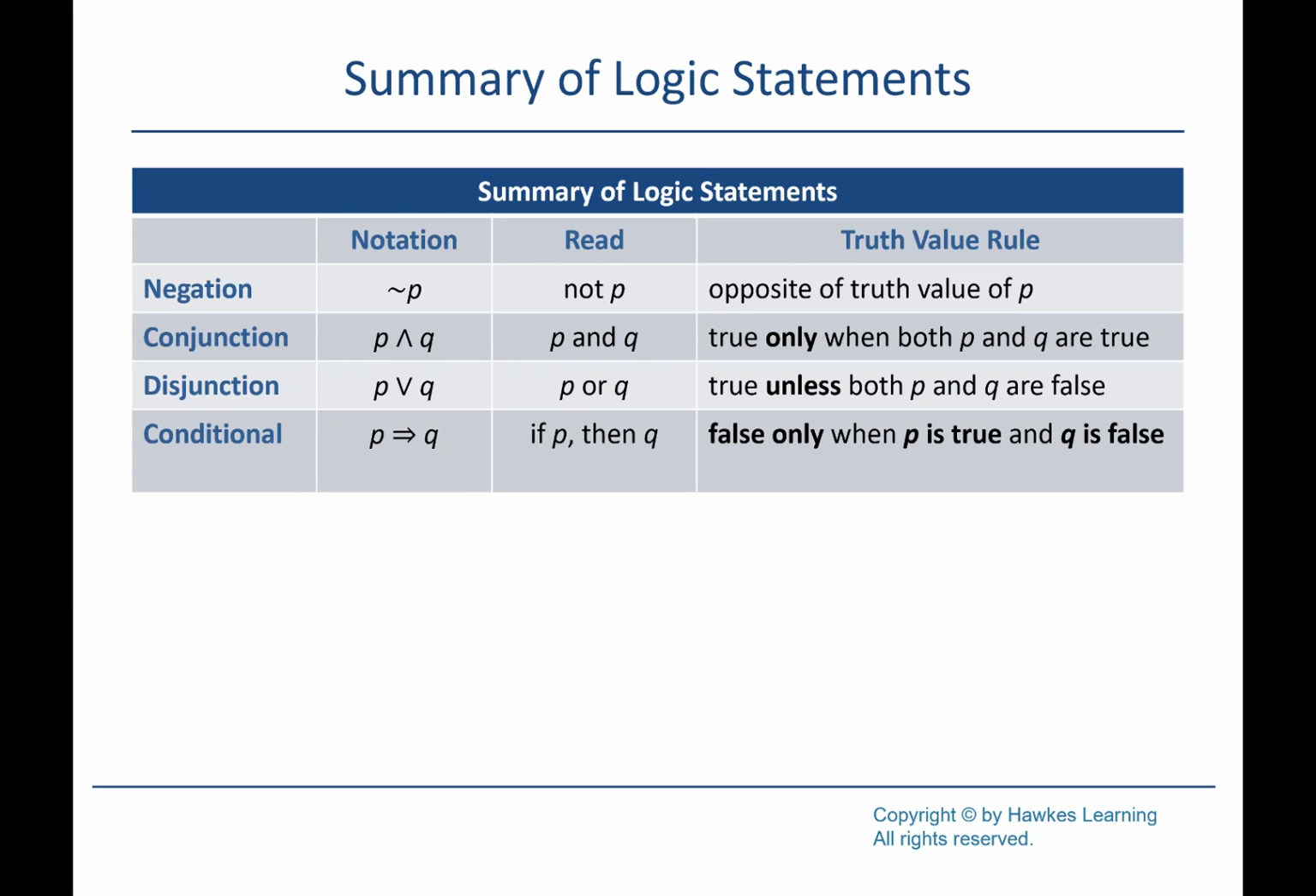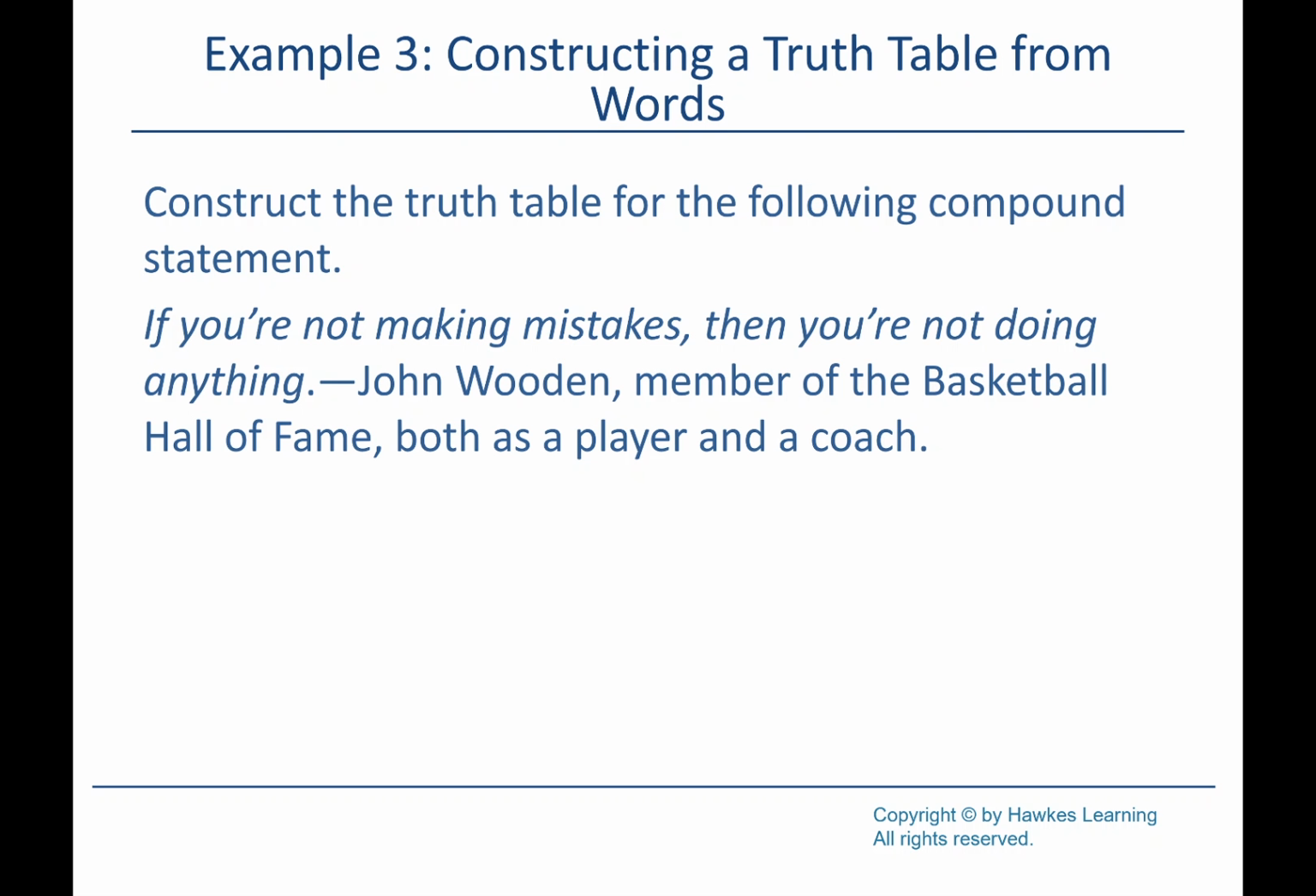Okay. So one more statement here to look at. Here we've got a quote from John Wooden. He's a famous basketball coach. He played too, from days of old. So the statement here is, if you're not making mistakes, then you're not doing anything. We want to make a truth table for that.